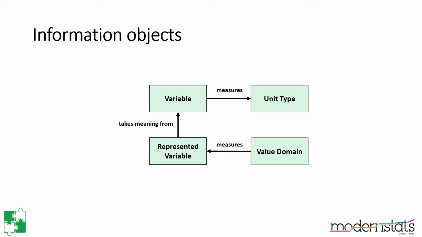A represented variable takes the meaning from the variable, and the value domain measures the represented variable. This means that the represented variable is a combination of a variable and a value domain. Sometimes the variable is the same, but the value domain could be different. You can measure the same variable, but using different value domains.